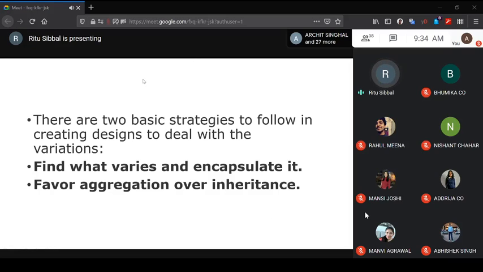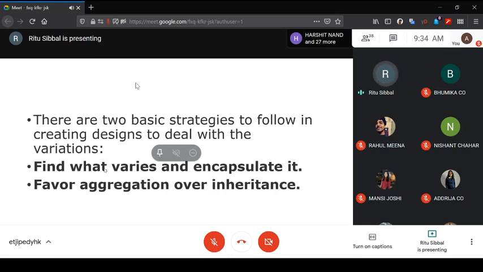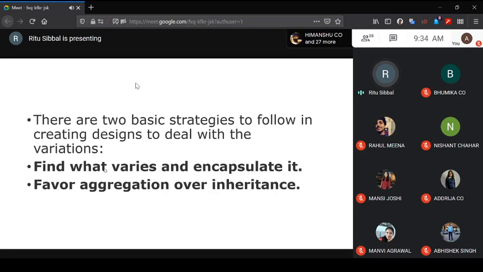Now, all through this course, we have been learning the basic strategies to follow in design to deal with variations. We saw in the beginning lectures that requirements change cannot be avoided, and therefore the procedural paradigm is not effective in handling changing requirements. We have to learn to handle changing requirements, and this can be done by the object orientation methodology.